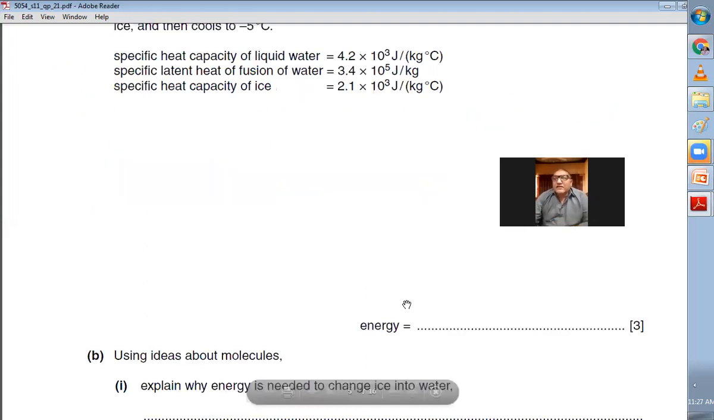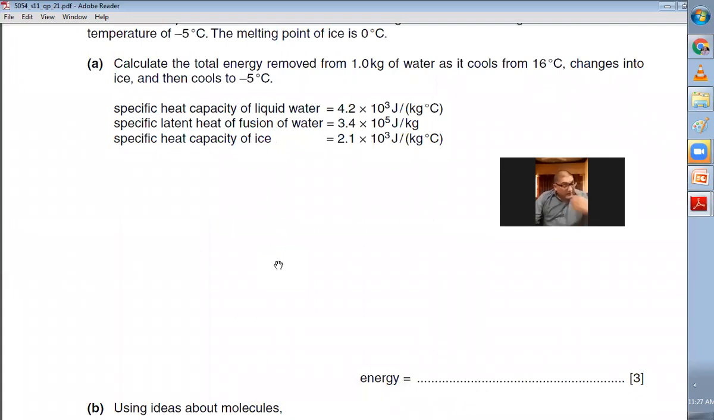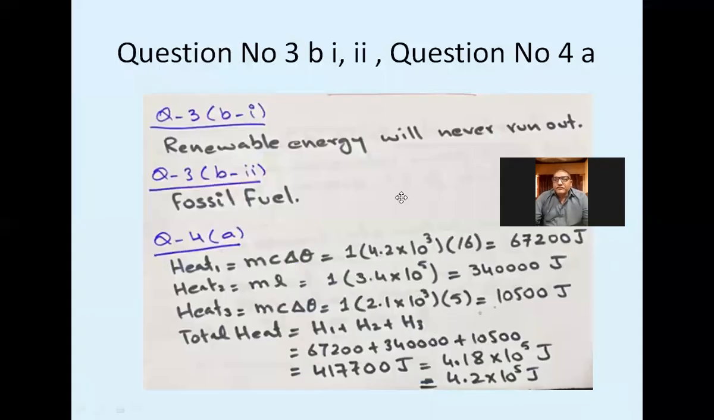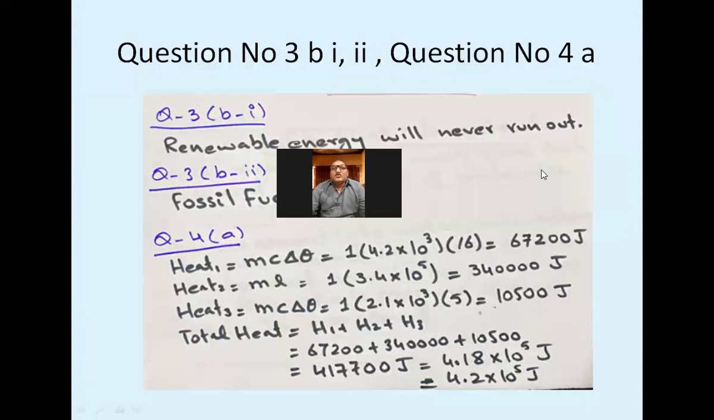I think it's a 3-mark numerical. And let me show you, I have done this on paper, and let's see. Yeah, this is showing on your screen. So question number 4, part A, is showing on your screen, and I can just read for you. Heat number 1, which involves a temperature change, is mc delta theta. M is 1 kg and c is 4.2 x 10^3 joules per kg per degree centigrade, and the change in temperature is from 16 to 0.